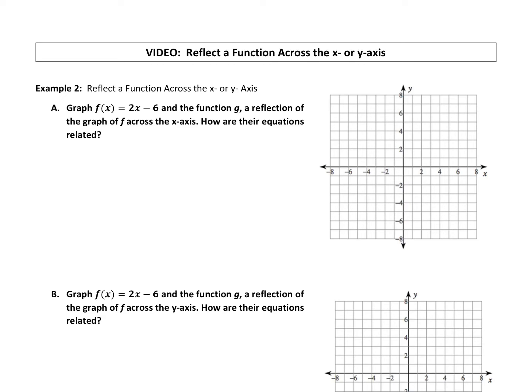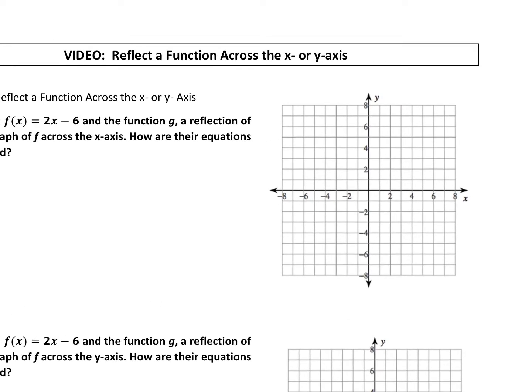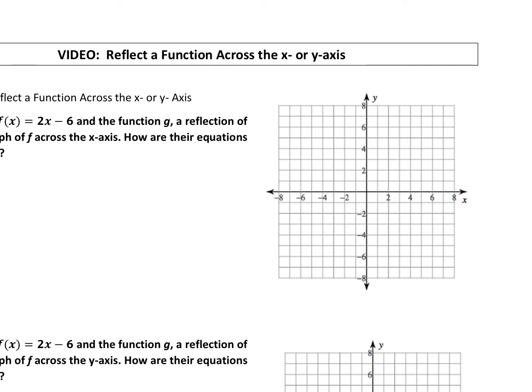Okay, the next thing we're going to look at is reflecting your function across the x or the y-axis. So first we're going to graph f of x equals 2x minus 6. That is just slope-intercept form. We're going to go to a negative 6 on the y-axis, plot that point, and then your slope is 2. So you're going to go up 2 to the right 1, up 2 to the right 1, and plot all of these points.